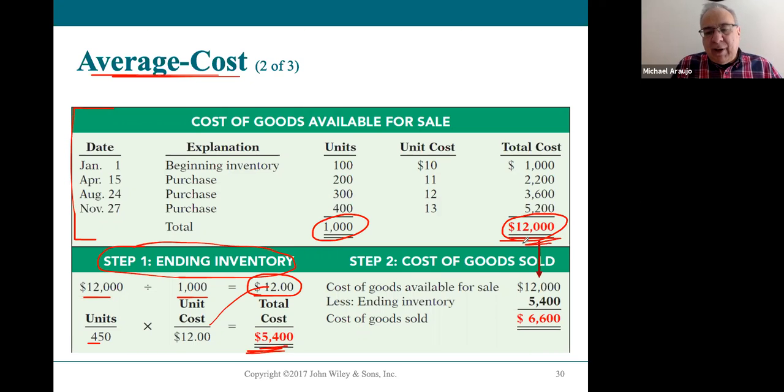Again, $12,000 is where you started. 5,400 is where you end. The difference is what you sold, 6,600 cost of goods sold. How do you prove that? Well, you prove it the same way. You sold 550 and they're worth $12 each. So that's going to give you $6,600.